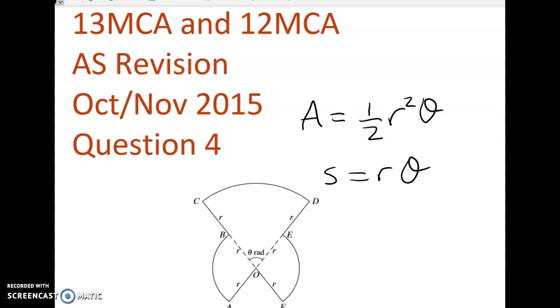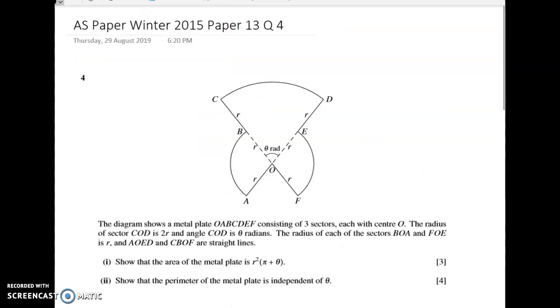The other thing to notice on that diagram is that this angle here is theta. We've got this little sector here, so we're going to need this angle in here, and that's going to be pi minus theta because of angles on a straight line adding up to 180 degrees or pi radians. So now let's have a look at the question.